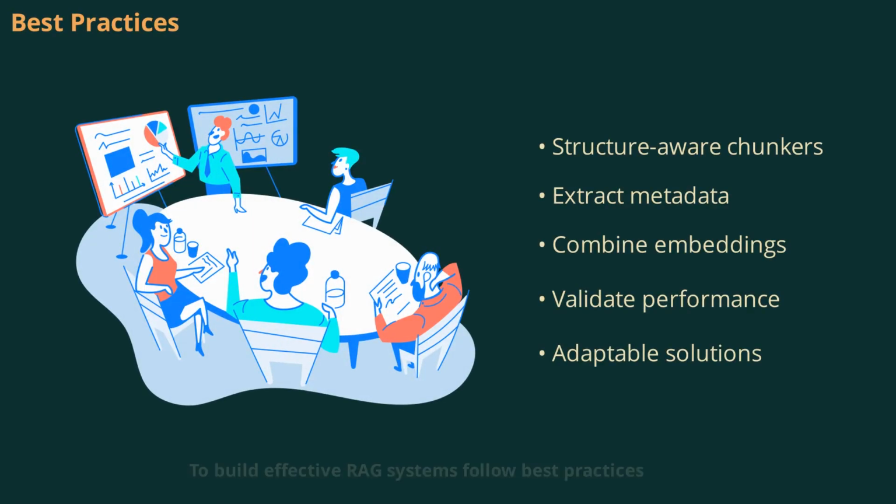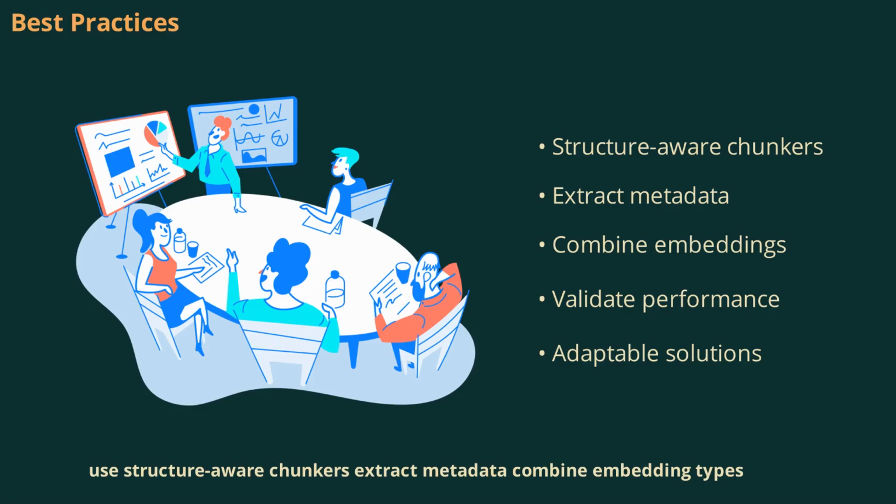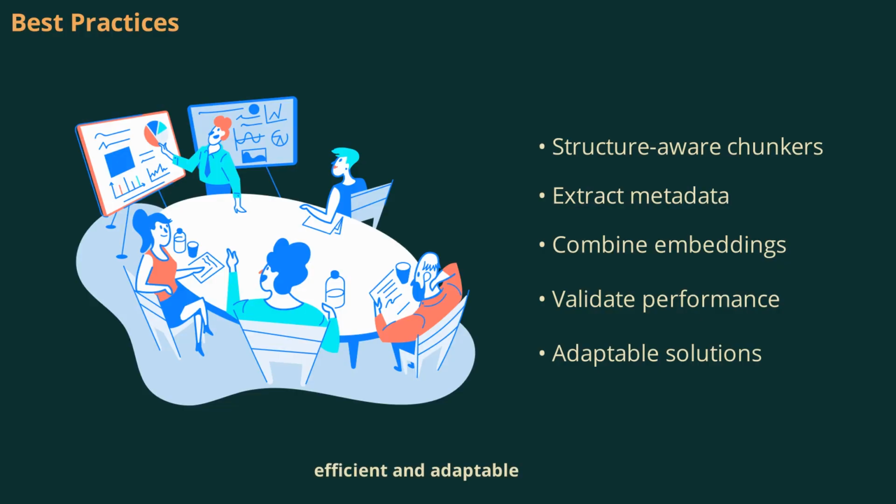To build effective RAG systems, follow best practices, use structure-aware chunkers, extract metadata, combine embedding types, and validate performance. These steps ensure that your AI solutions are accurate, efficient, and adaptable. Best practices are the foundation for successful RAG implementation.